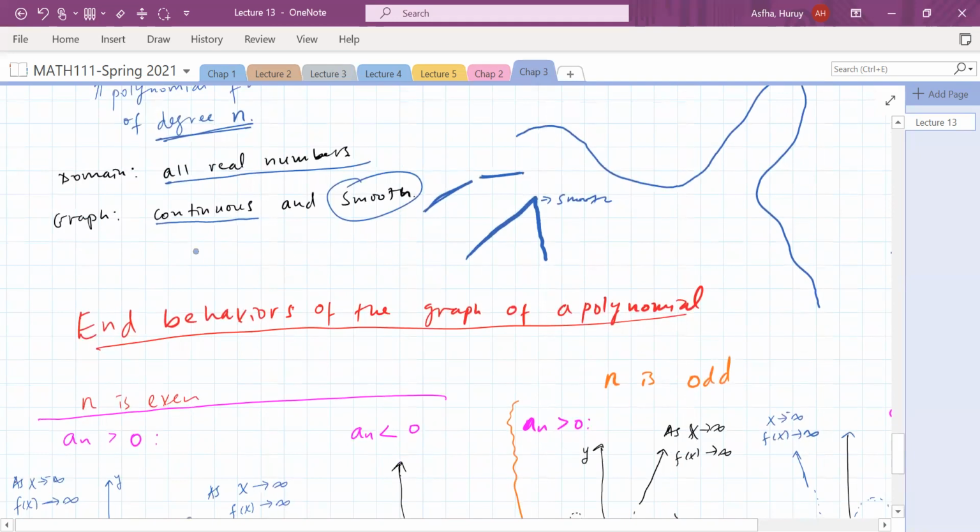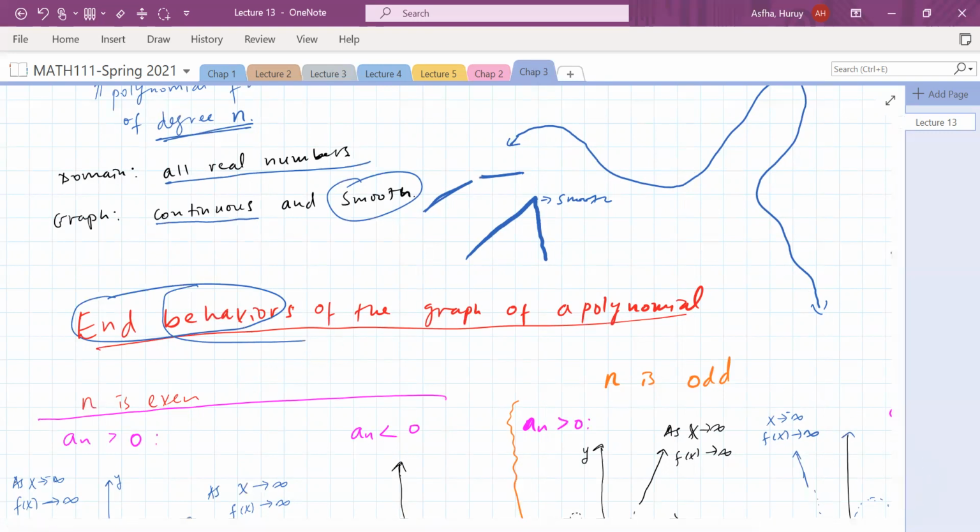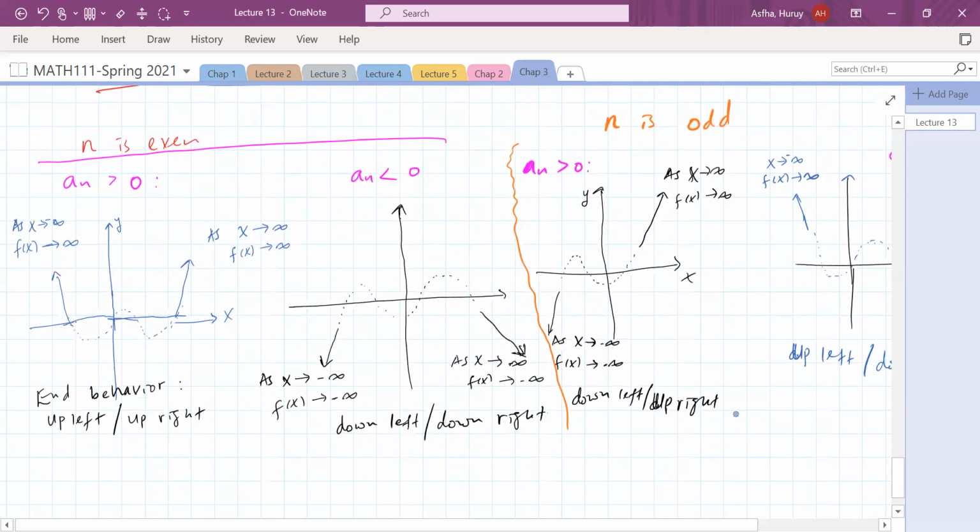Now, based on the leading term, we can determine the end behaviors of the graph of a polynomial. By end behaviors, we mean the end sides of the graph. We don't know anything about the middle, but for the end part we can determine what it looks like. Let's see what we mean by this. Suppose n is even. n is the power of the leading term, or the degree of the polynomial itself. n is even, and the leading coefficient a_n is positive, greater than 0.